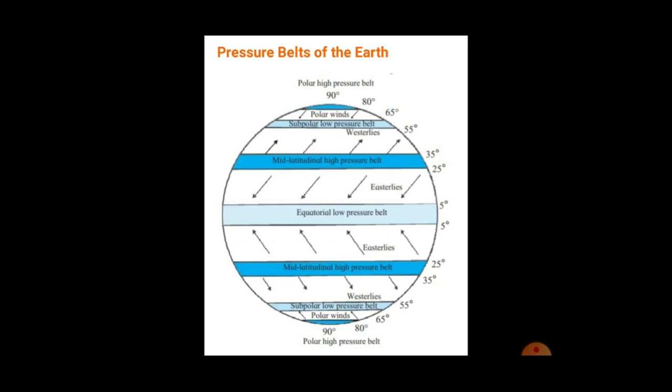Come to the next point, polar high pressure belt. High pressure persists at the poles throughout the year because of prevalence of very low temperature below freezing point all the year round. Hence, this region is known as polar high pressure belt. You can see here, have a look.